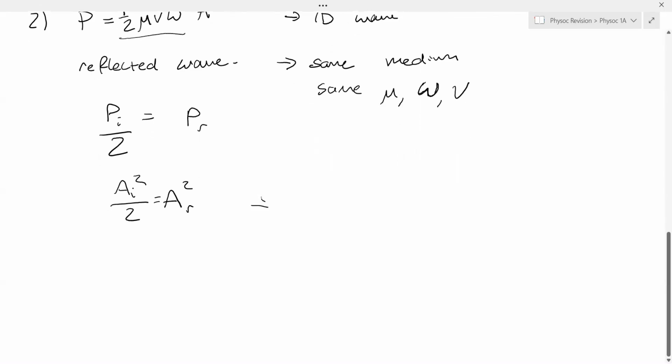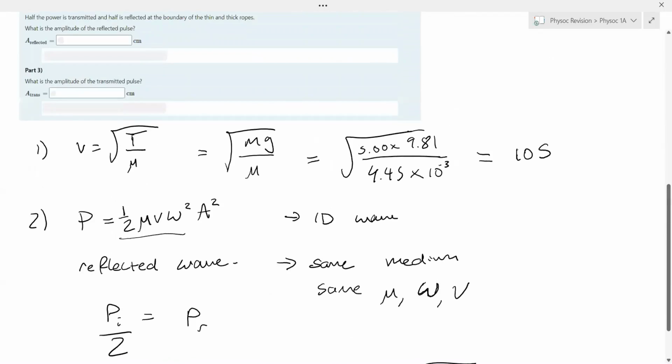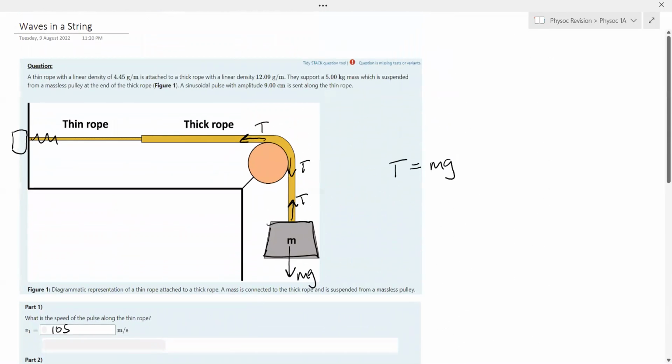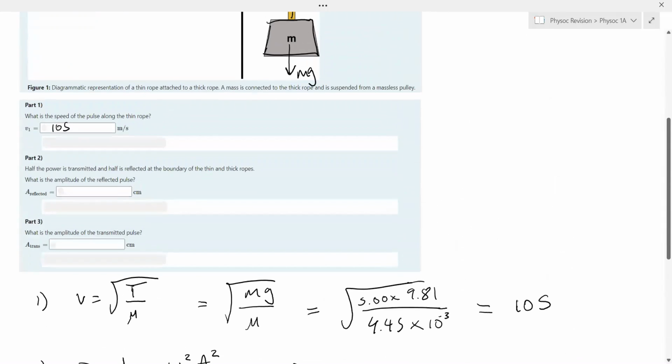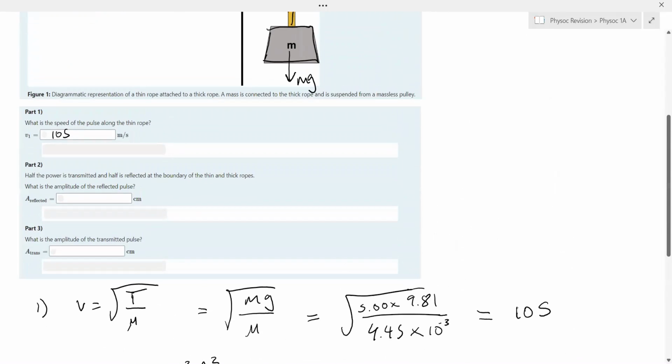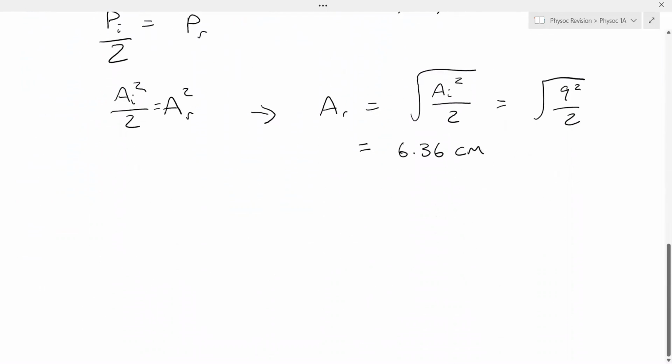So our reflected amplitude is the square root of A_I squared over 2, and our initial amplitude was 9 centimeters. So this is going to be the square root of 9 squared over 2, and this gives me 6.36 centimeters. And then finally, part 3 is looking at the amplitude of the transmitted pulse.